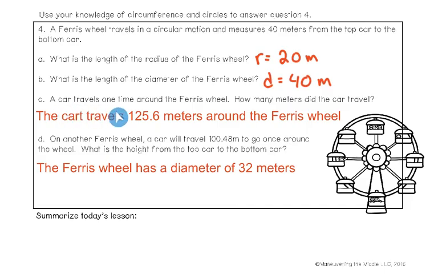Now, when it asks about a car traveling one time around the Ferris wheel, how many meters did the car travel? I'm looking for the circumference. So to find that, I want to use the values of diameter and pi. When I multiply the diameter times pi, I get that circumference, which again is the distance around the circle. And then D is the hardest question. It says on another Ferris wheel, a car travels 100.48 meters to go once around the wheel. It's giving you the circumference. If it gives you the circumference, you just have to divide it by pi to get an approximate diameter. So that's how you do this question number 4 here.